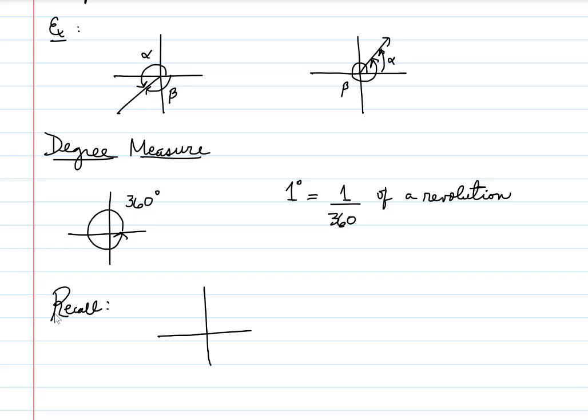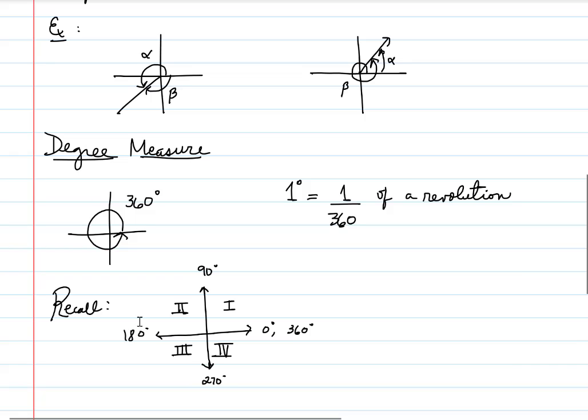Recall this is the first quadrant. We always start there and go counterclockwise. Second quadrant, third quadrant, and fourth quadrant. In terms of degrees, this is 0 degrees, but it's also 360 degrees, because you go around. This is 90 degrees, 180, and this is 270 degrees. Then again, we go back to 360 degrees. Keep this in mind, because we'll use quadrant 1, quadrant 2, so make sure you know which quadrant is which.